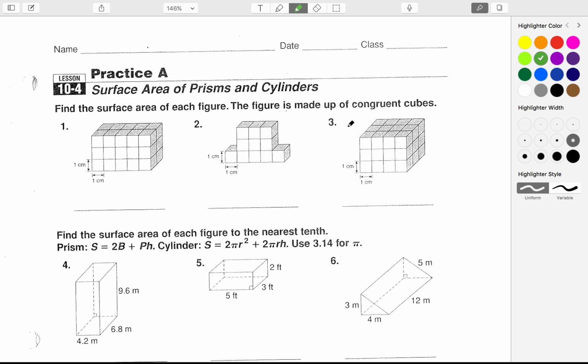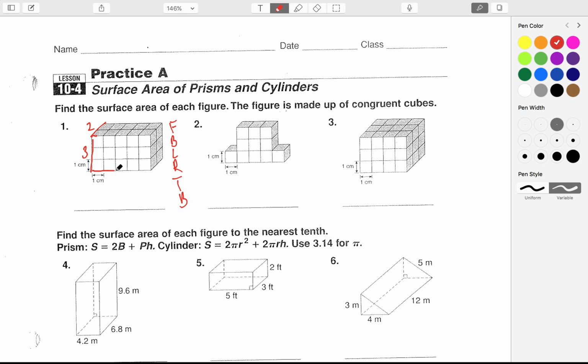Okay, so 10-4. Surface area of prisms and cylinders. Find the surface area of each figure. The figure is made up of congruent cubes. Alright, on this, we can still do front, back, left, right, top, bottom. So your front is going to be 3 here. Your depth is 2, and your across piece, let's put it over here, is 5. So that makes your front 3 times 5. So 3 times 5, your back is 3 times 5, and your left is actually, let's go to the right since we can see it, it's going to be 3 times 2. 3 times 2 is your right.